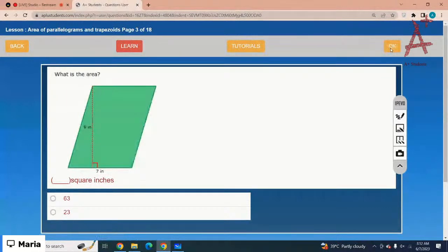What is the area? The base of the shape is 7. The height is 9. So you have to do 7 times 9. Got it? 7 times 9 would be, yes, it is 63. So the correct option is 63.